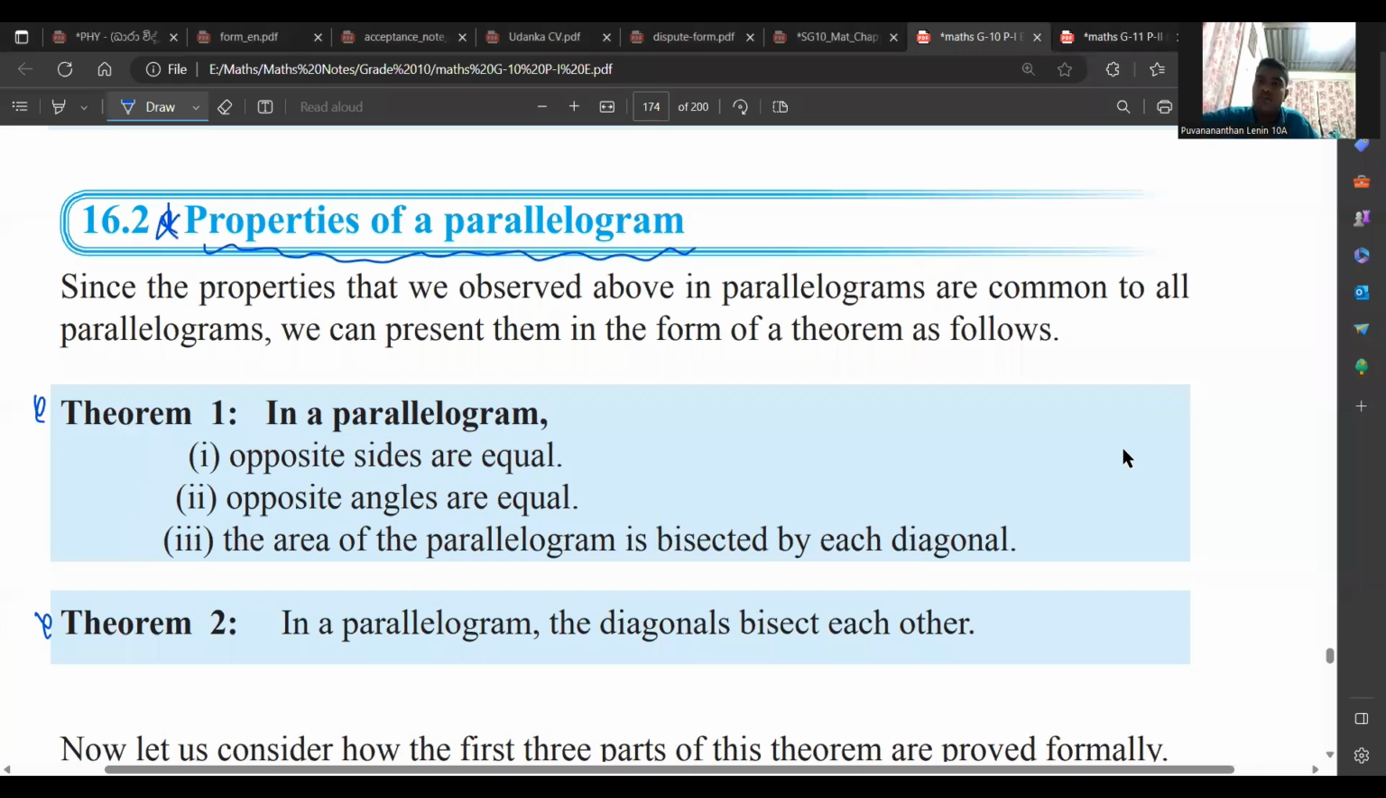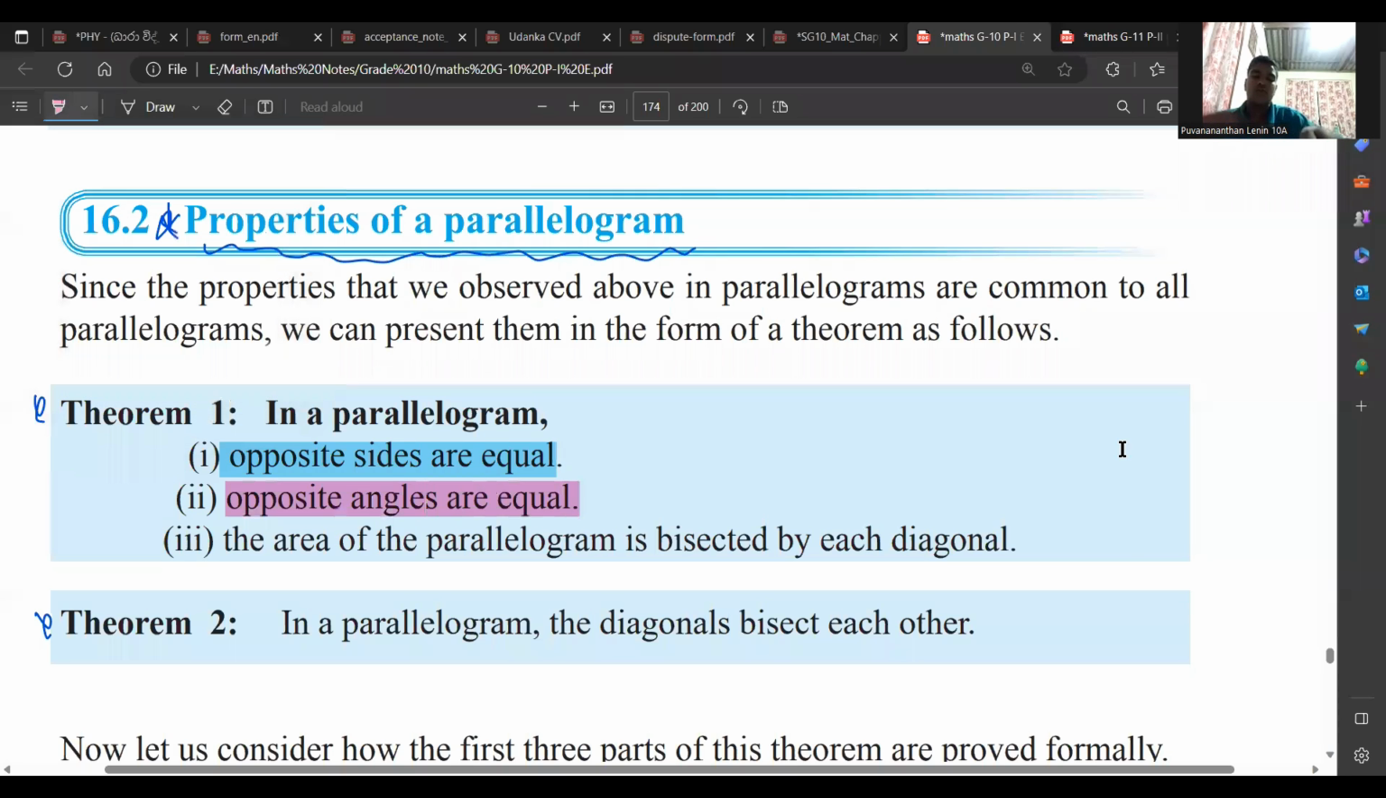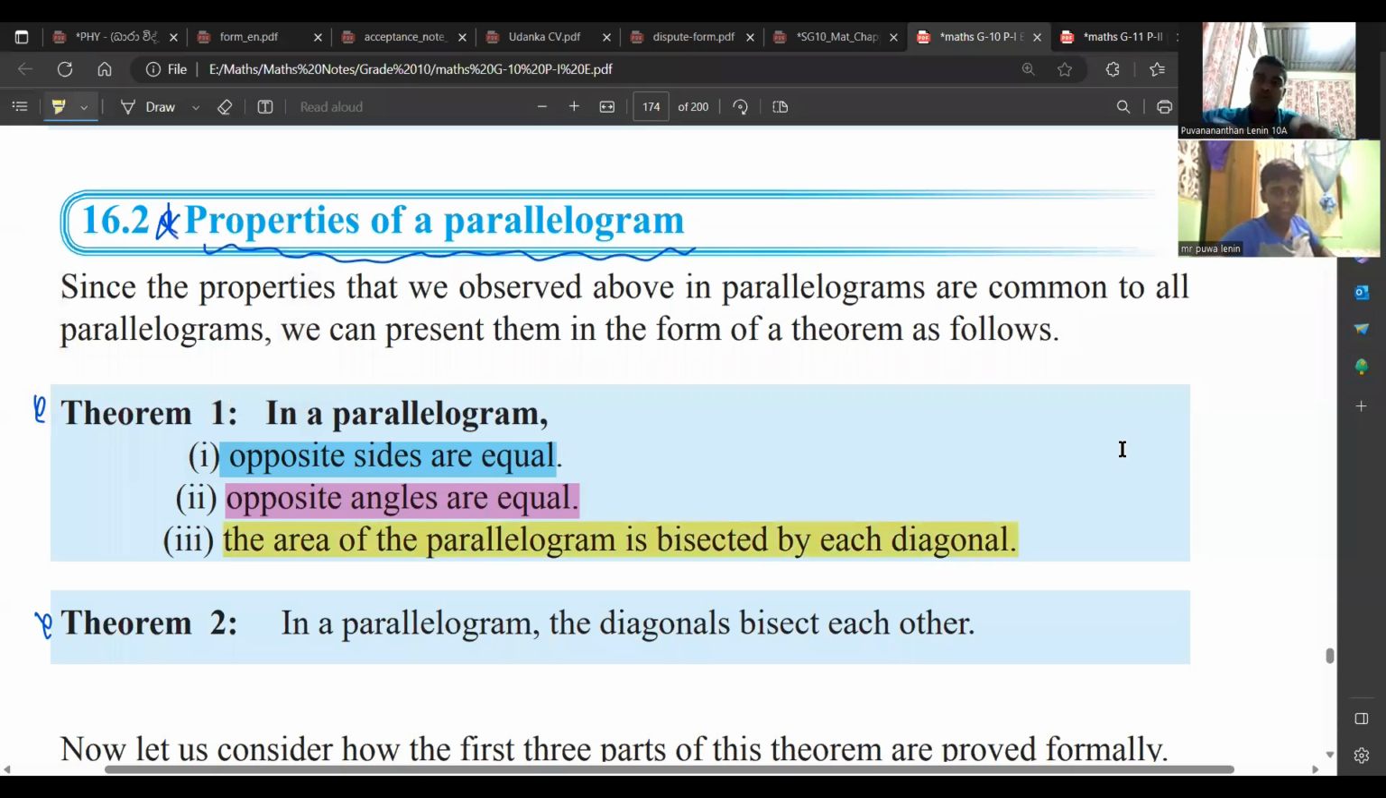What are the properties? First theorem, in the parallelogram, opposite sides should be equal. Did I mention that or not? Opposite sides should be equal. And secondly, what should be there? Opposite angles also should be equal. Another one, last thing, what should be there? The area of the parallelogram is bisected by each diagonal.